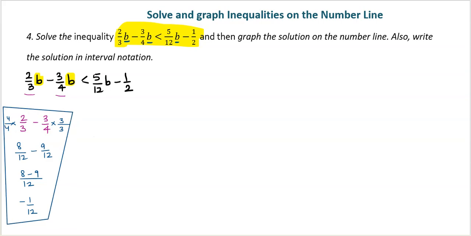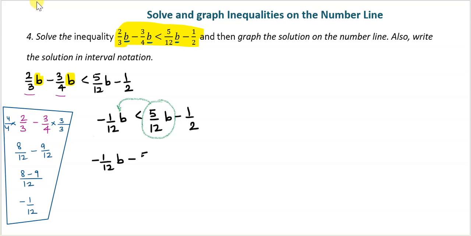Use this value here: minus 1 over 12 b. So now we have minus 1 over 12 b less than 5 over 12 b minus 1 by 2. Now you see b here. Move it to the left side. So this gives you minus 1 over 12 b minus 5 over 12 b less than minus half.